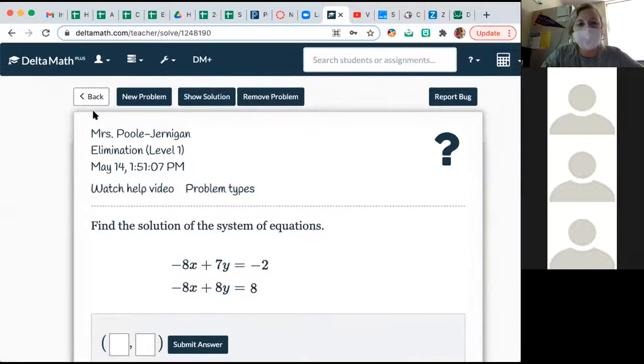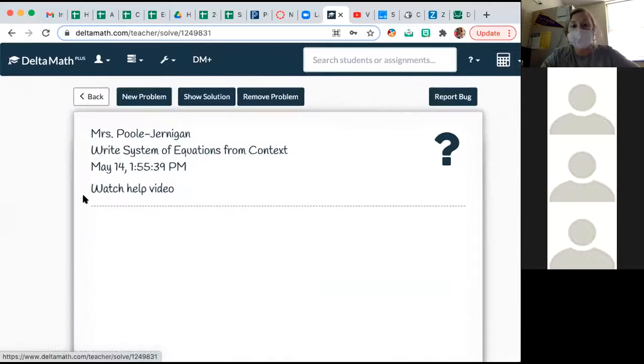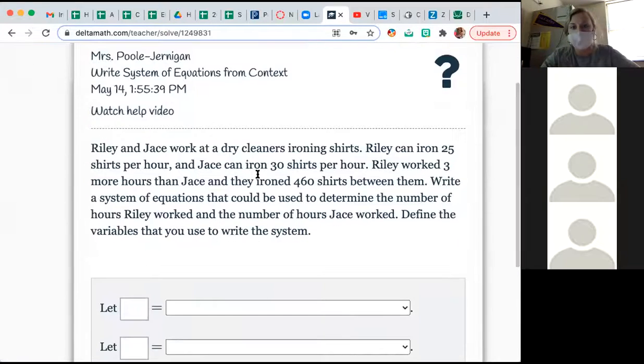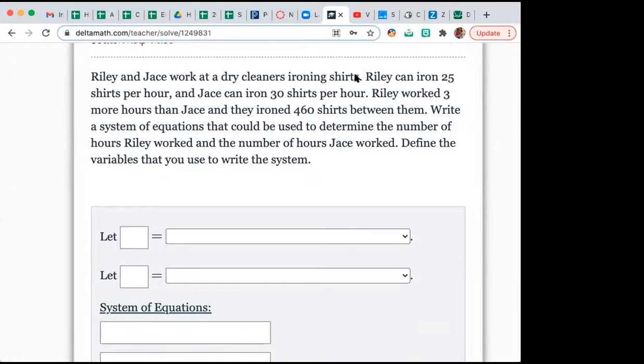Look at y'all. Okay, so listen. Last one they asked for, number 12. This will be a great segue for our notes examples for today. So everybody look. Riley and Jace work at a dry cleaner's ironing shirts. Remember what I taught y'all about word problems yesterday. Find the subject.